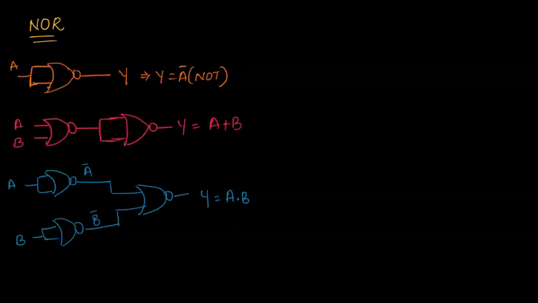Now let us see if by using NAND gate can we realize all these three. Okay, so let us check. NOT gate can be realized using NAND gate in the similar way how NOT gate is realized using NOR. We are going to short the inputs like this and we'll get Y. It is equal to A bar. Here it is called as NOT gate.